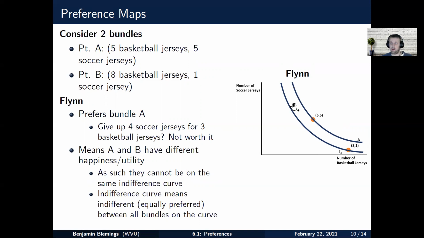And so it can vary across people, which is another important building block of economics, that we don't enforce the same utility functions or happiness functions on everyone. We allow for individual utilities.